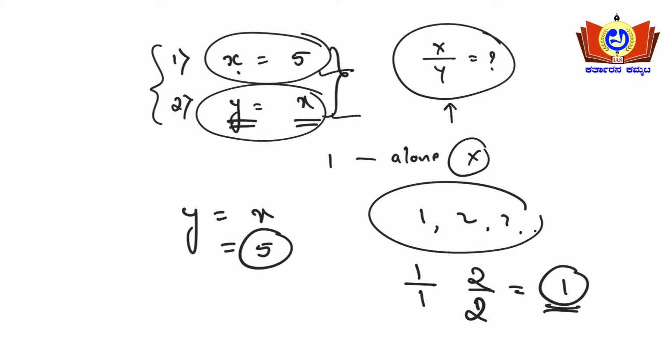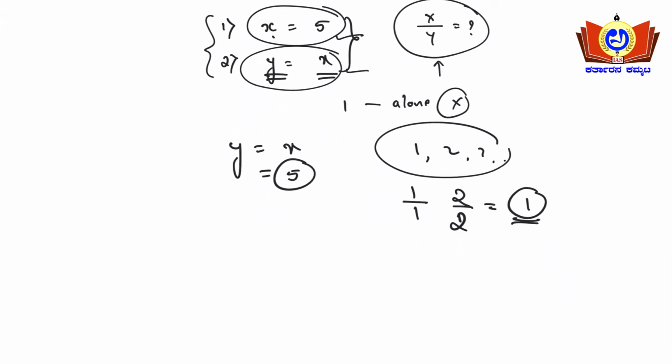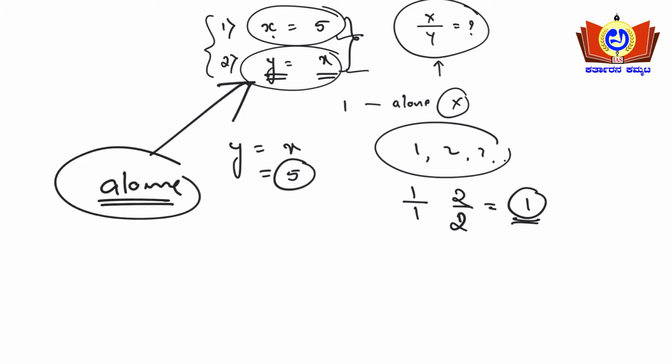Yes or no? When you analyze this problem by this method, you will get that only statement 2 alone is sufficient to answer the question. Since y equals x is given here, statement 2 alone is sufficient to answer whether x by y is an integer or not. So friends, option B is the right answer for this question.